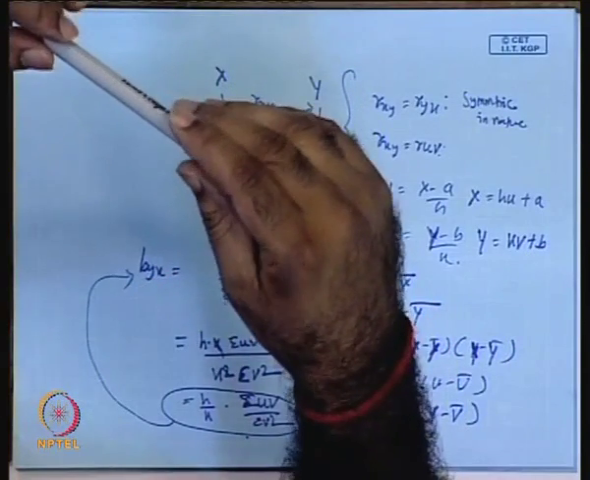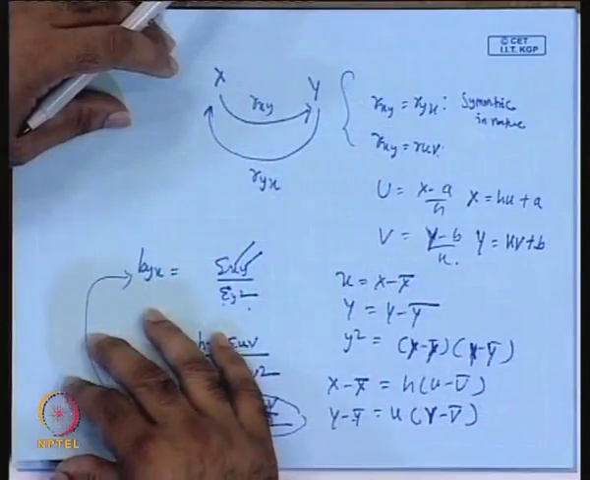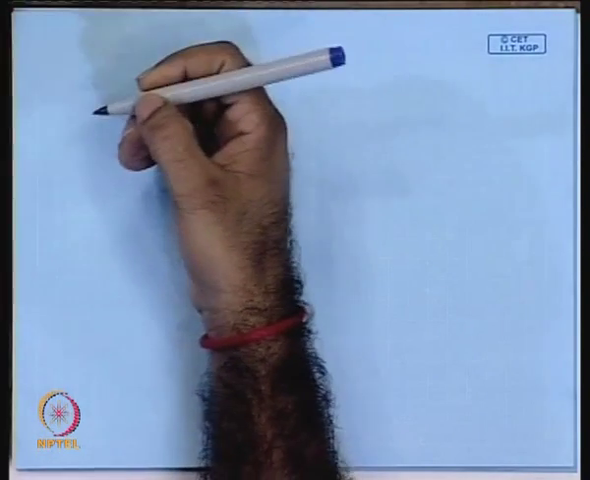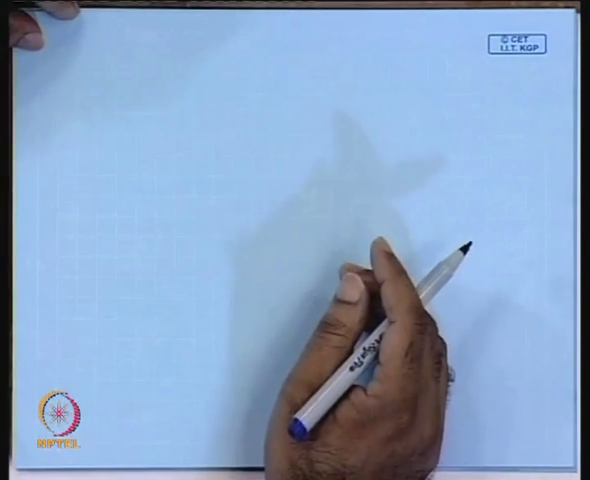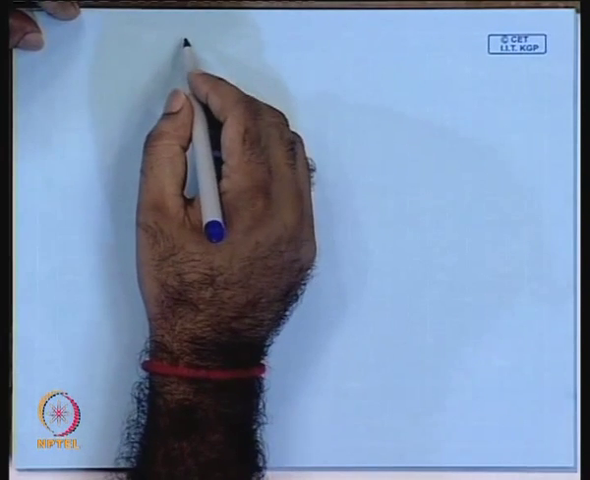So the point is that the correlation coefficient is independent of change of origin and scale, while the regression coefficient is independent of change of origin but not the scale. All right. So this is the case of the regression issue and the correlation issue. Now there is another point you can note down here.